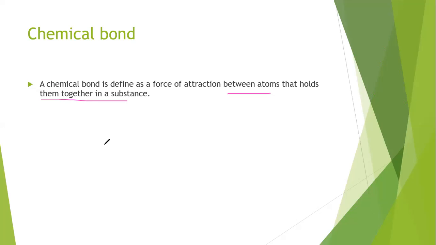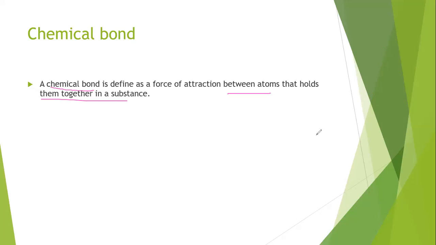There is nothing, any rod or any thread, to hold the atoms. There is just an attractive force, as a magnet attracts the metal itself, the magnetic force. In the same way, there is a force between the atoms to keep the atoms together. That attractive force is basically called a chemical bond.